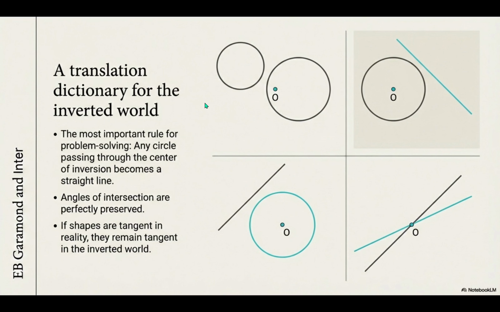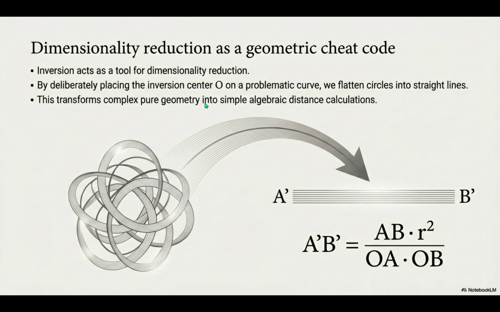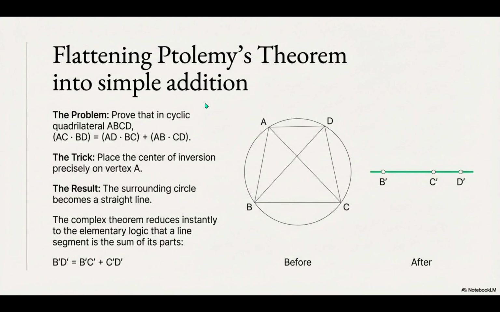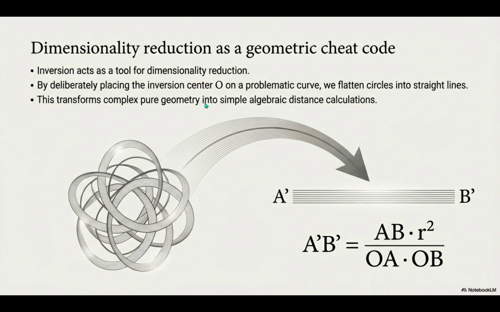Now, it is true that the overall shapes themselves get totally warped in this process. One of your sources notes that if you inverted an elephant, it would turn into a highly distorted, unrecognizable puddle of geometry in the inverted world. A very mathematically precise, very confused puddle. Exactly. But, and this is the crucial part for problem solving, the angles of intersection between lines are perfectly preserved. If two shapes are barely kissing, just perfectly tangent to each other in reality, they remain perfectly tangent in the inverted world. So the relationships survive. Yes, the shapes warp, but their relationships to one another remain absolutely rock solid.